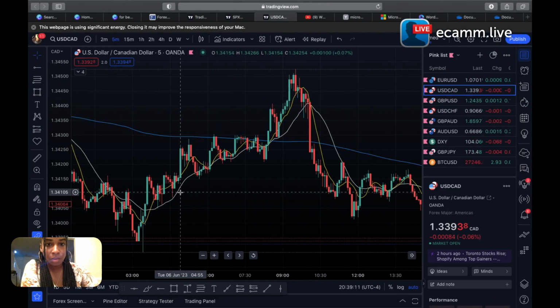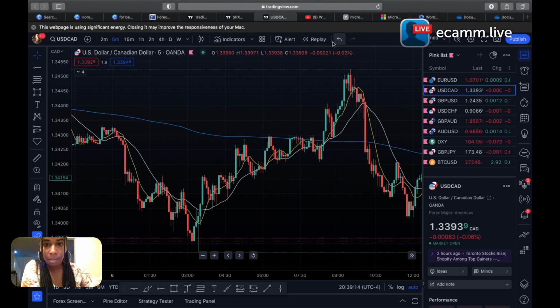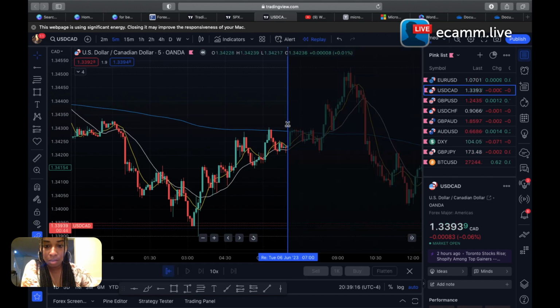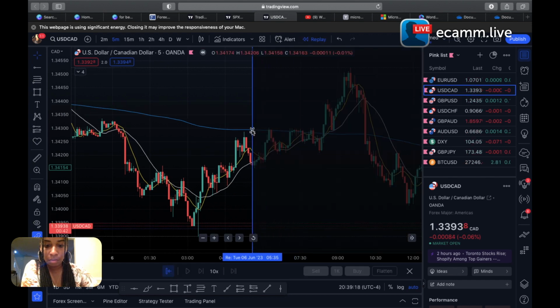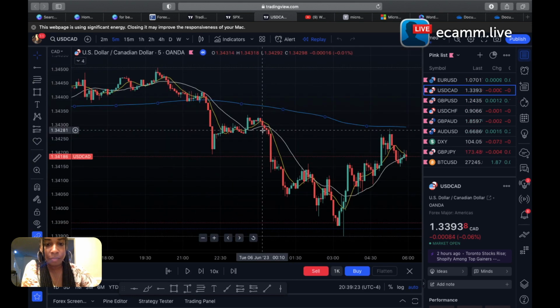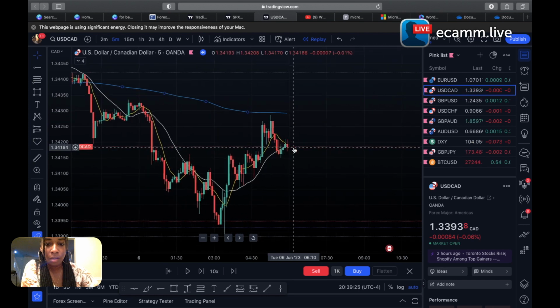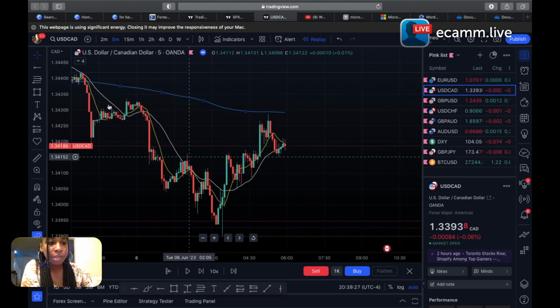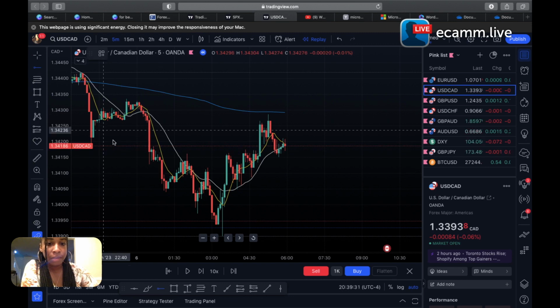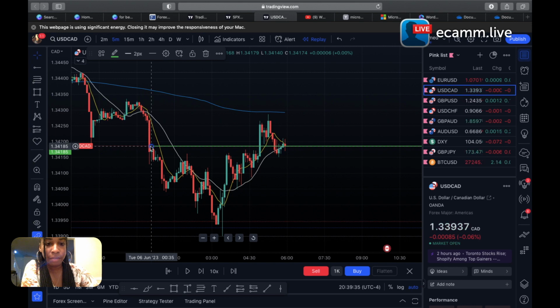All right, so we're going to replay until about 6 o'clock this morning, what time I woke up. All right, so when I got to the chart, I've seen this huge break in change of character and break in structure.